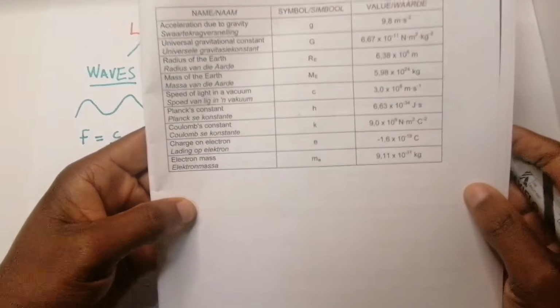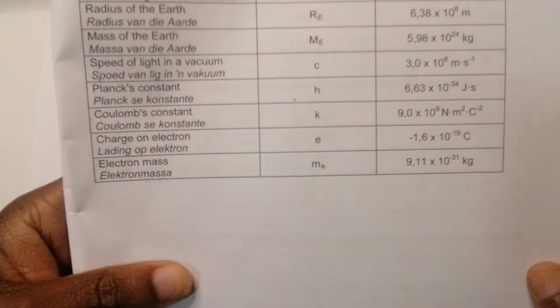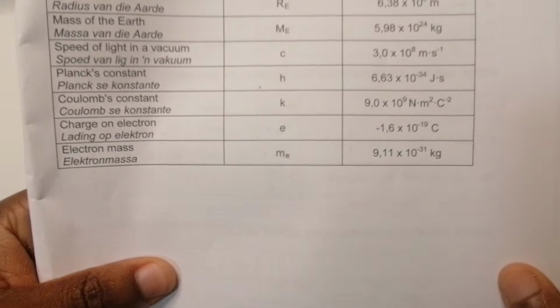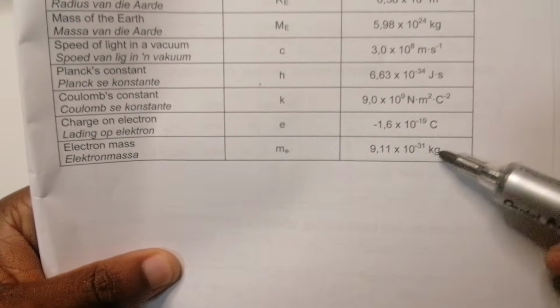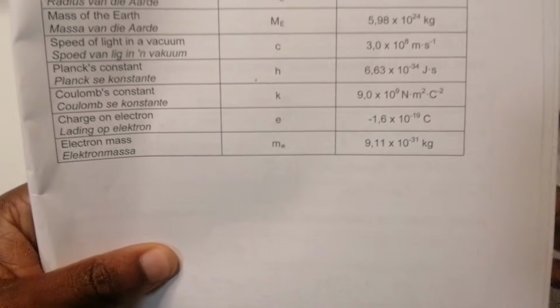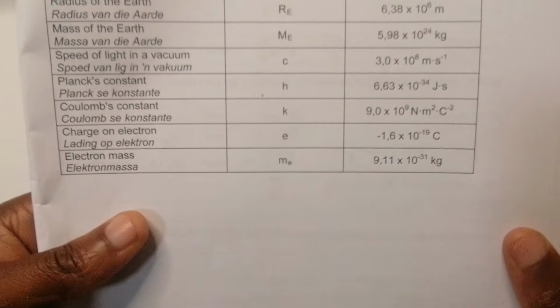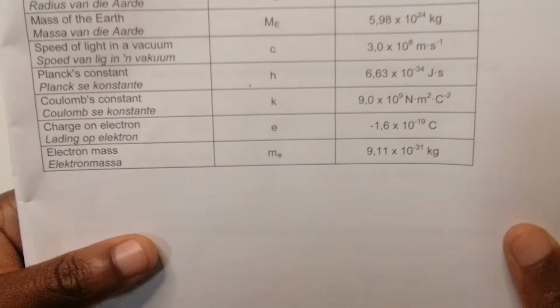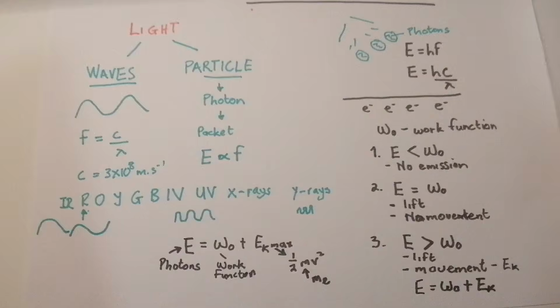Let's see, so you are given m_e, at the bottom there, that's the mass of the electron. That's 9.11 times 10 to the minus 31. Also, just what I wanted to show you, you've got Planck's constant there, the h value, and that h value is 6.63 times 10 to the minus 34. Okay, right.